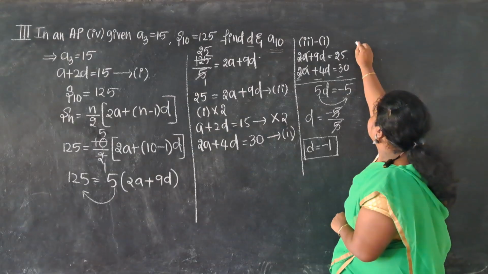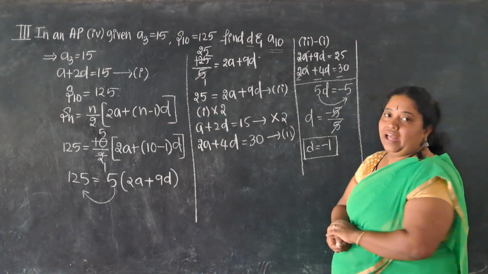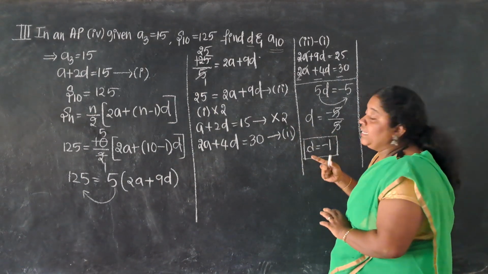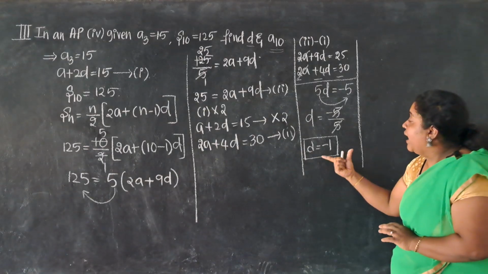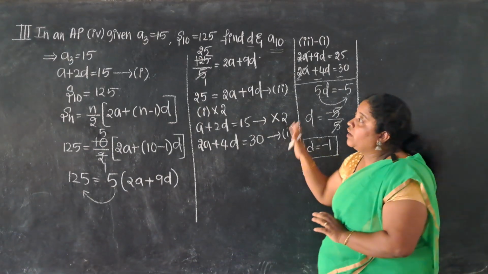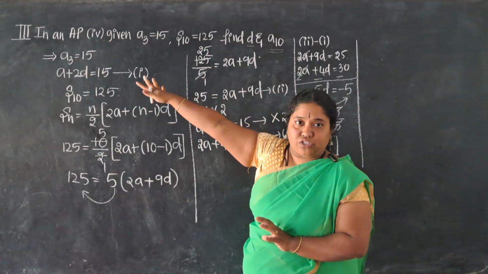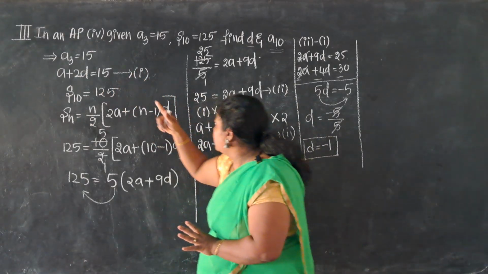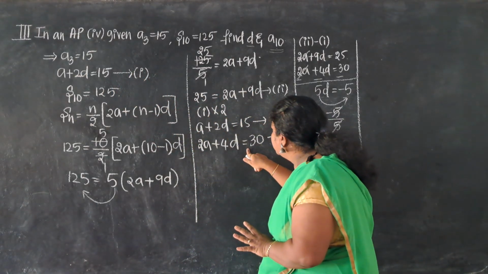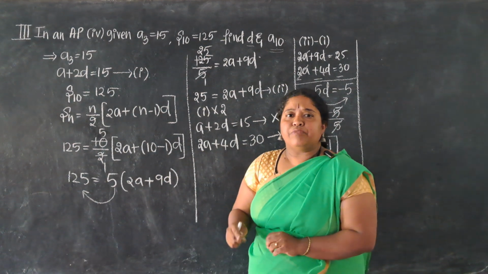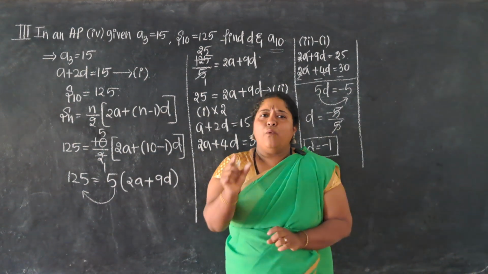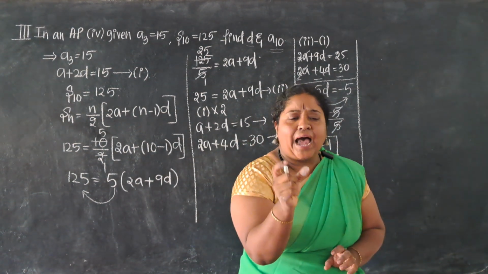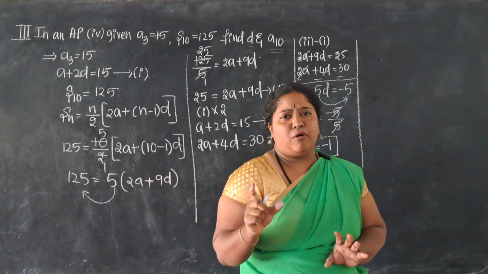So my next work is to calculate the A value. To calculate the A value, what should I do? I substitute the D value in any of the equations I have got. Any equation you choose. Either you choose this one, or this one, or this modified one, any one. But always choose a very simple equation so that it consumes very little time.